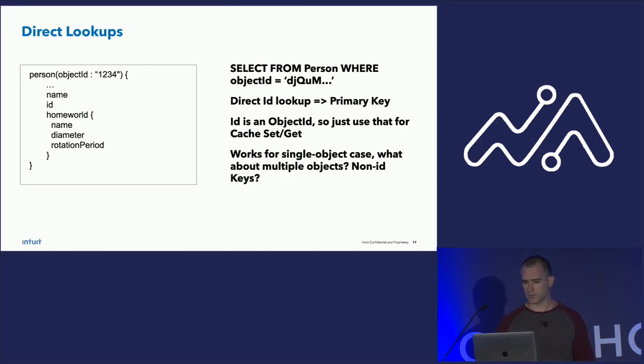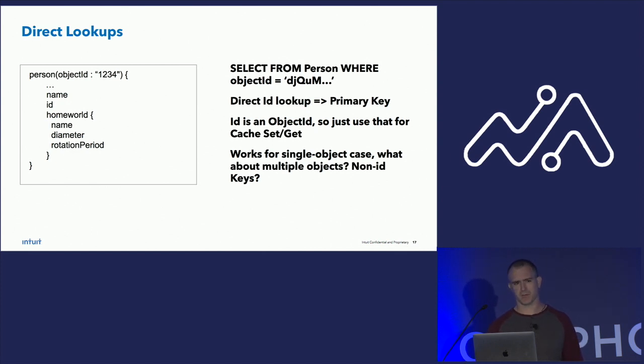Okay. So how do direct lookups work? A direct lookup is when you're asking for, in this case, a person from the Star Wars API, and you're just saying, your object ID is this, right? So it's just a direct reference. This is pretty easy as far as how it works in the cache. It's essentially a key value set right there. So if you're backing this with Cache D, it's just set key value. Pretty simple. So this works for the single object case.